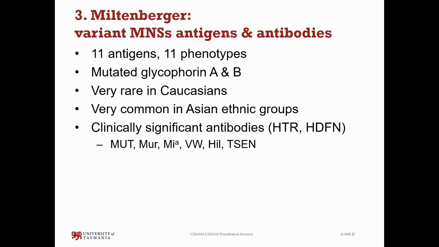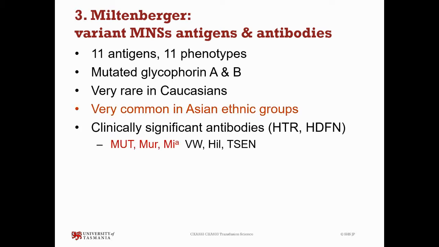Now, I need to talk about the Miltenberger phenotype here. We haven't learned about the Miltenberger phenotype before, but it's a variant, as you can see, of the MNS blood group system, and it's quite a complex subgroup consisting of 11 antigens and 11 phenotypes, and each of those phenotypes has been shown to express from 1 to 6 antigens. So as I say, it's quite a complex system. It's very rare in Caucasians, but it's very common in Asian populations. So Chinese, Thai, Philippine, Indian, Malaysian, Japanese, Sri Lankan individuals.